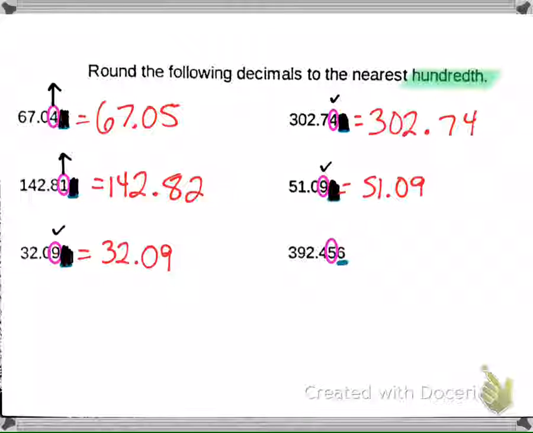And finally, we have a 6. And if it's 5 or more, we raise the score. So that means the 5 goes up to the next number. Everything else goes away. So my answer is 392 and 46/100. And that's it. That's how you round.